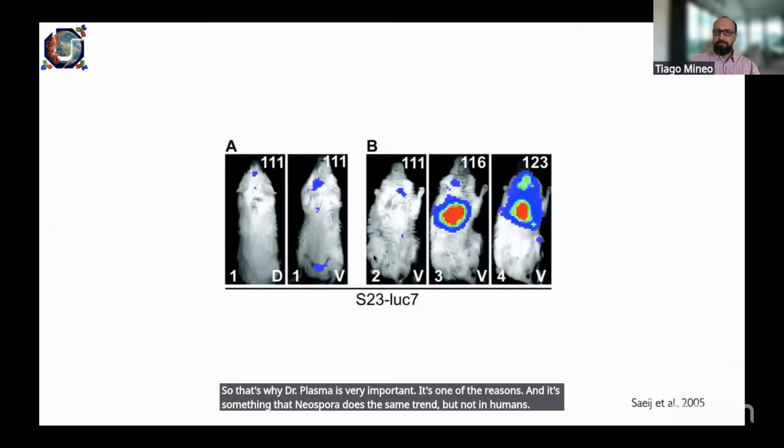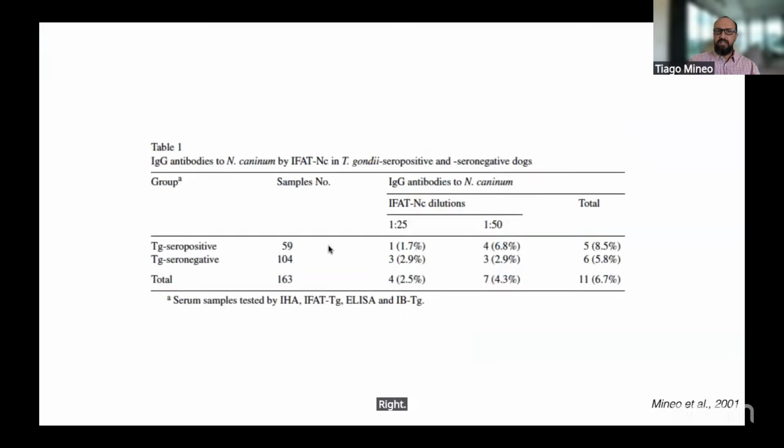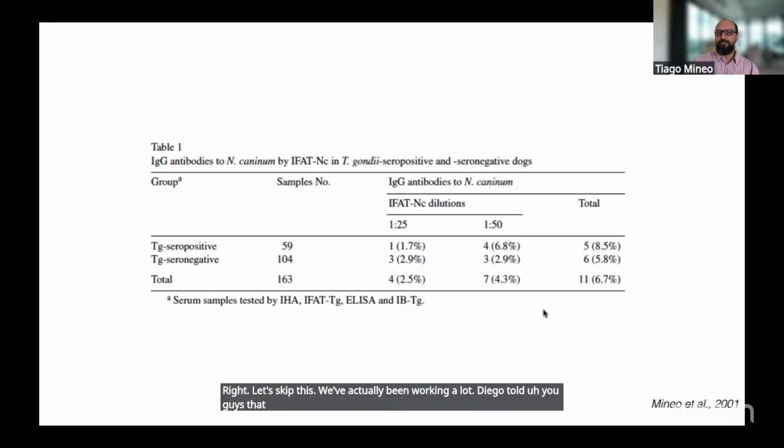Right. Let's skip this. We've actually been working a lot. Diego told you guys that since he knew me, I already studied Neospora and Toxoplasma, and it's actually true. I started working with both of those parasites when I was in vet school in the 90s.